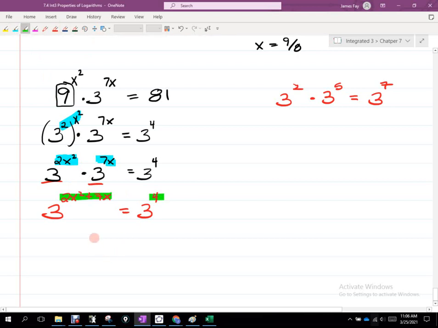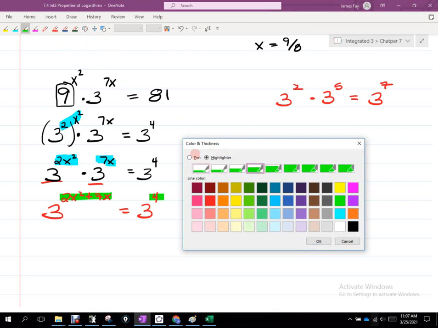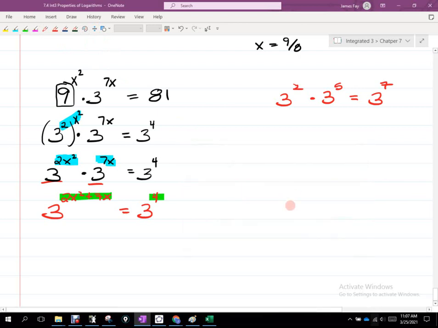You can set those equal to each other first, right? Okay, so you got that relationship. So now this whole problem gets transformed to us being able to answer this question: 2x squared plus 7x equals 4.